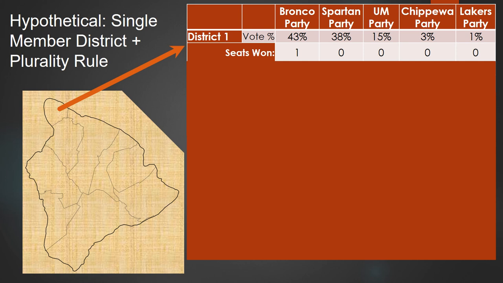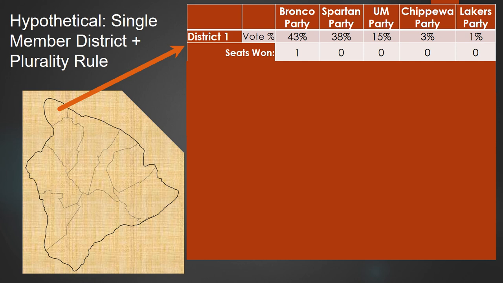So in this case, the Broncos candidate wins the plurality, and so they win the seat that's available. The other parties, even the one that won 38% of the vote, get none of the seats. There's only one seat available. So this party wins one, the others win zero. So far, so good. This is the system we use in the United States, so it should be fairly familiar to the way we run things.